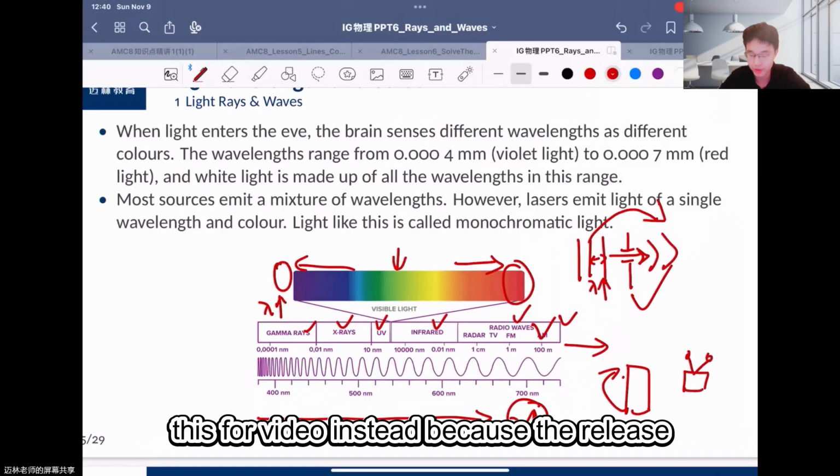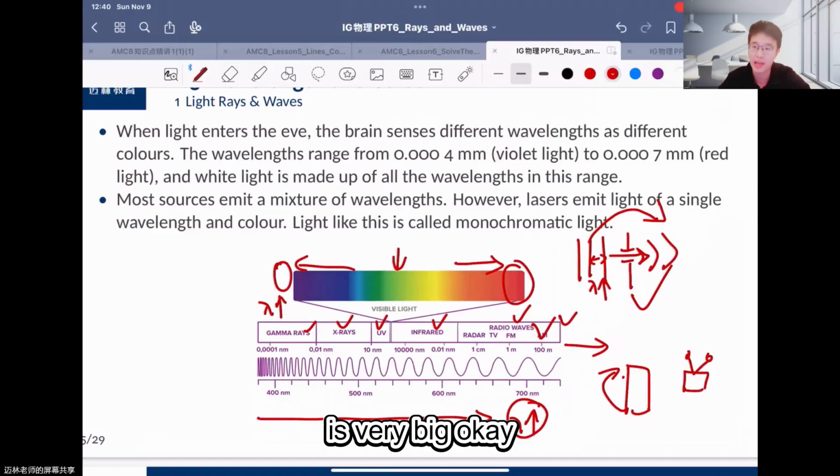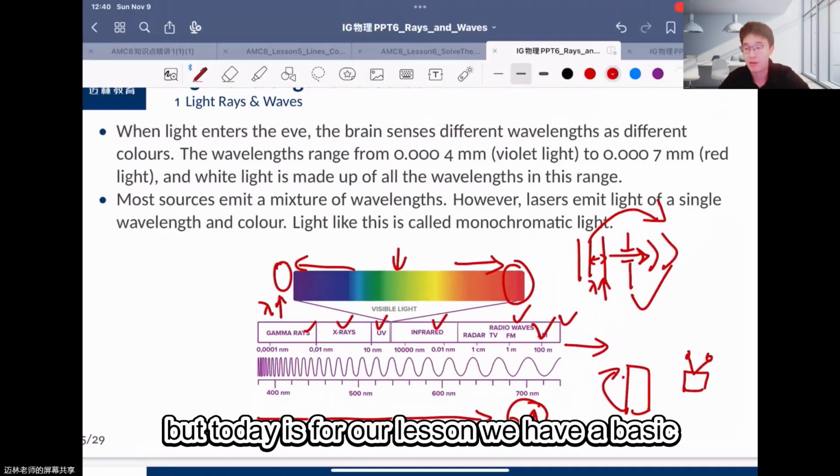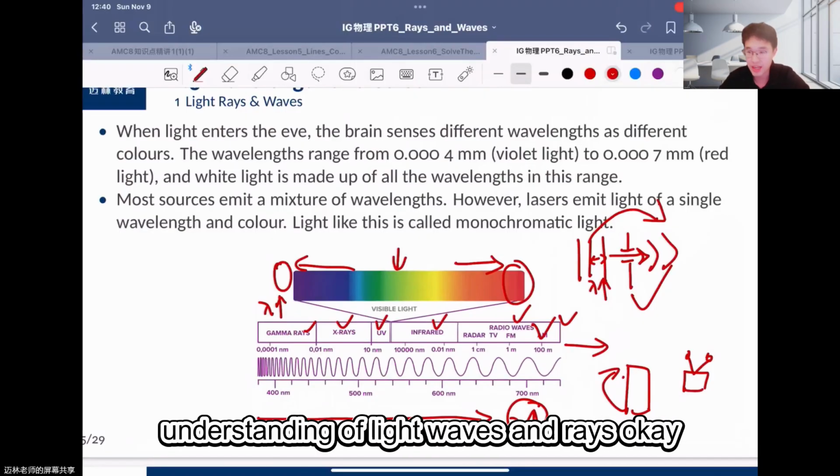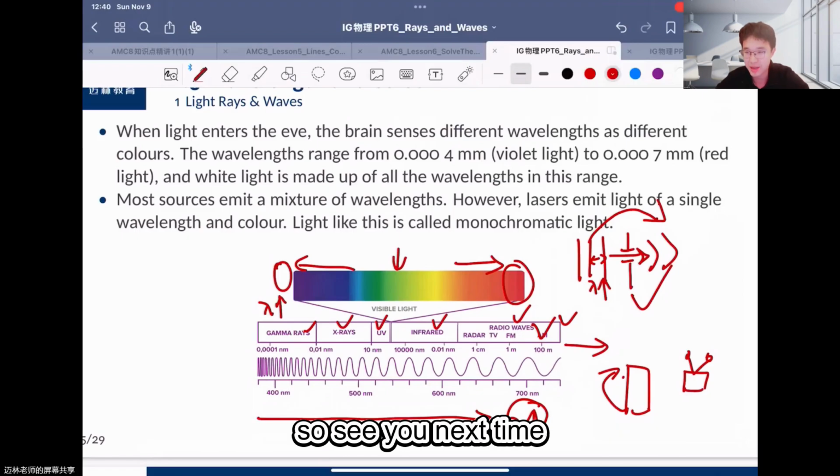Okay, this is for radio waves, because the wavelength is very big. So for today's lesson, we have a basic understanding of light waves and rays. Okay, so see you next time. Bye.